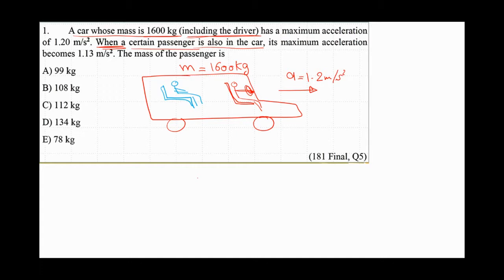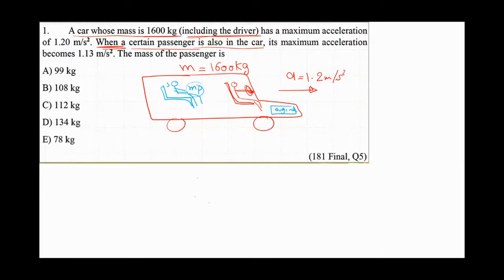What will happen to the acceleration? Now you increase the mass because you add another mass. Let's say the mass of this passenger is mp. The mass of the new passenger is mp. So you increase the mass of the car. What will happen to the acceleration? The acceleration will decrease because the engine of the car produces a certain torque.